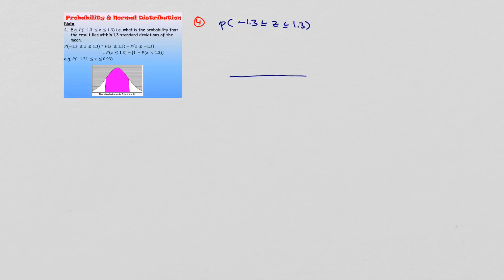So again, I sketch my graph to represent this. So I have 1.3 and minus 1.3. We're trying to find the shaded area that's lying between these. In other words, what's the probability of lying between these two values? Of course we can't use our tables to get that directly. So we're going to break that down into two separate graphs. So essentially we have less than 1.3.